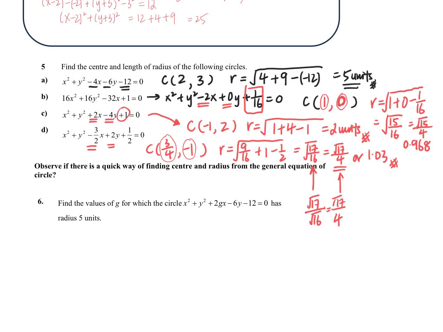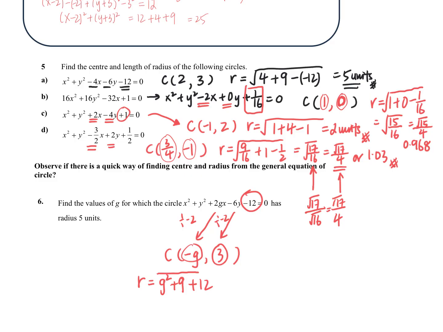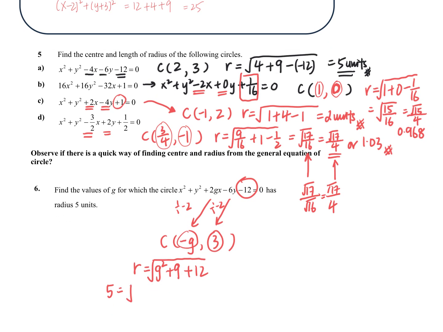Okay, question 6. Oh, time's up already, right? Okay, question 6, just very quickly, what's the center? Divide by -2, so it's a minus g. This one will be 3. So how to find radius? We will square this, minus the c. So become plus 12 with a square root. And they tell me this thing is equal to 5. So you just solve accordingly.